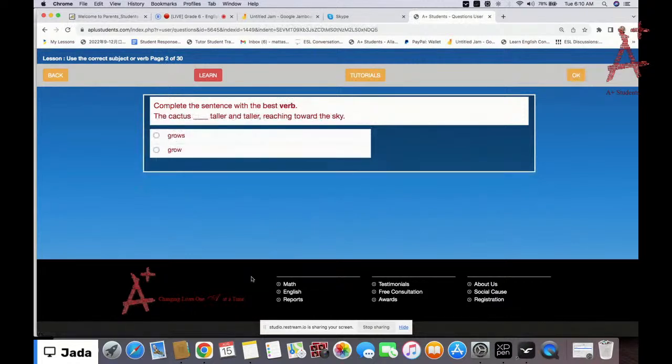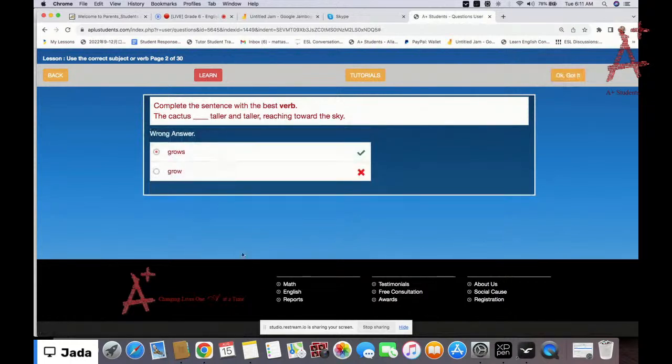Next one we're going to look at is: the cocked horse dash taller and taller, reaching toward the sky. Here it needs to be the verb, so you need to find the verb. Is it going to be grows or grow? Let's click on this one, say that we don't know the answer. We see that it is wrong, because the subject is singular. A singular subject is supposed to have a singular verb, and a singular verb has an s.